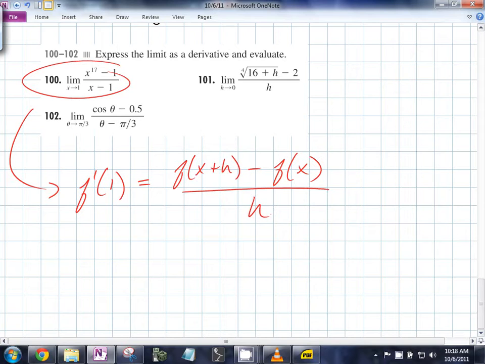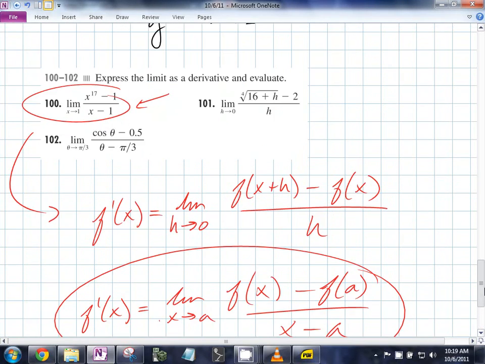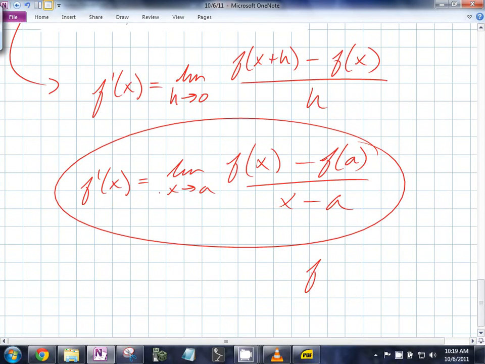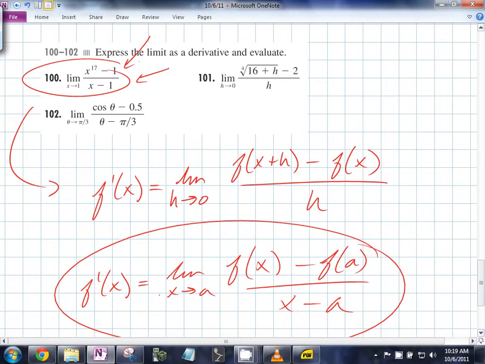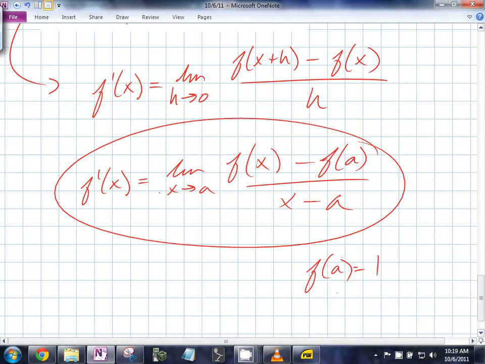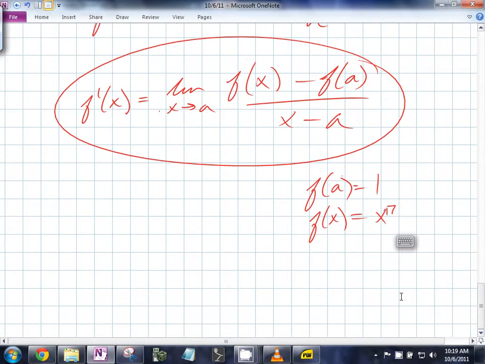So we need to be able to write this properly, and I think we're doing a poor job of setting this up for you. So in this case, what does f of a equal? Looking at the first function, what does f of a correspond to here? 1. What does f of x correspond to? x to the 17th, right? So in this case, we're looking at f of x is equal to x to the 17th, and you want f prime at 1.